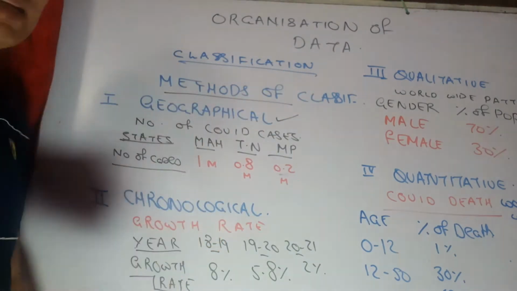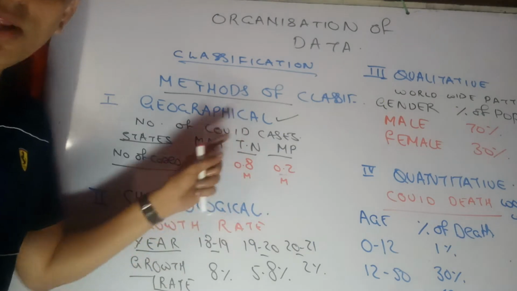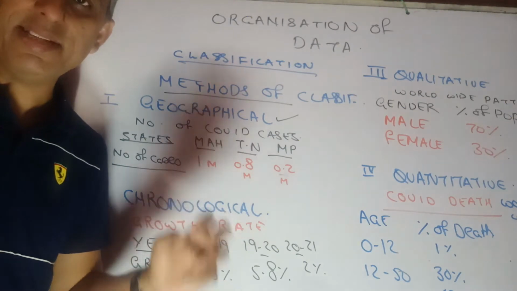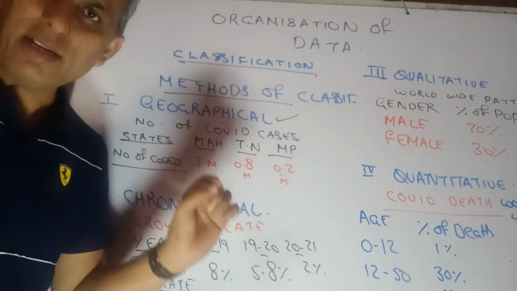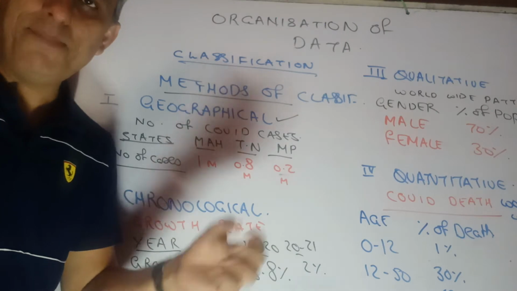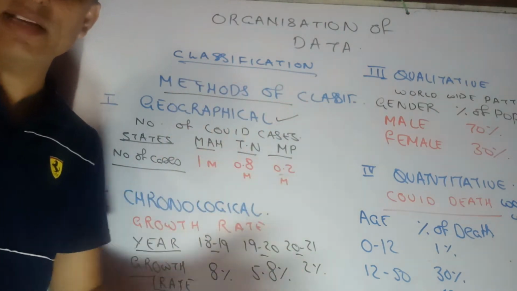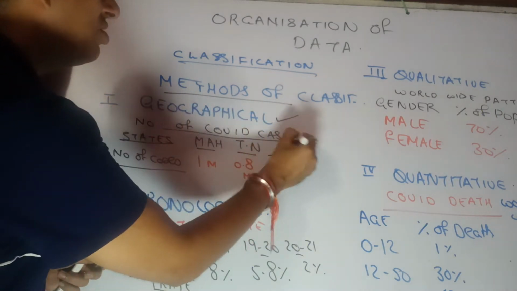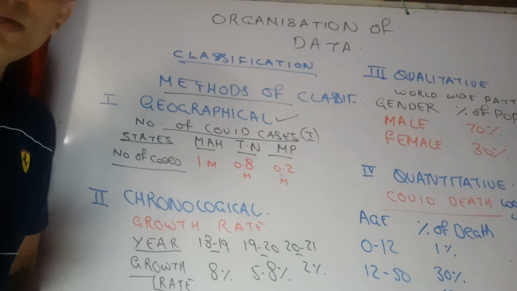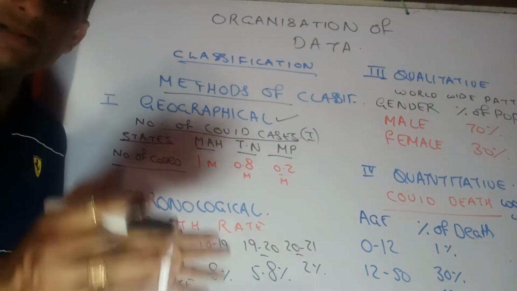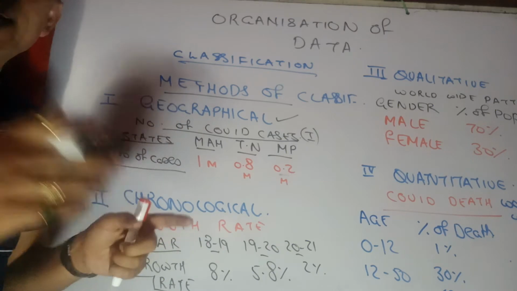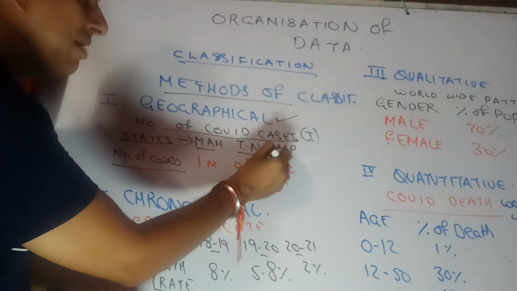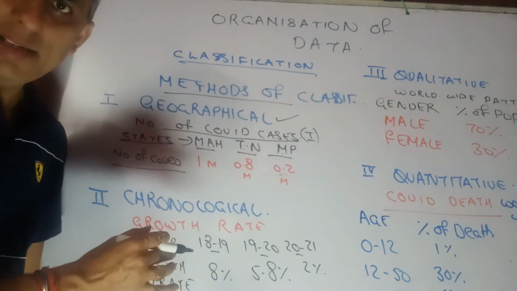First one, geographical classification. In all the four methods, I have taken a common example, the contentious issue which we all are facing, the COVID case. So, I'll explain COVID-19 as an example to describe various methods of classification. Number one, in order to find out the number of COVID cases prevalent in India right now, we can categorize all the cases on the basis of which state they belong to. So, number one, Maharashtra, Tamil Nadu, and third, MP, right?